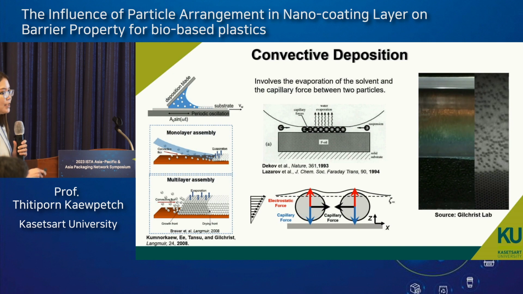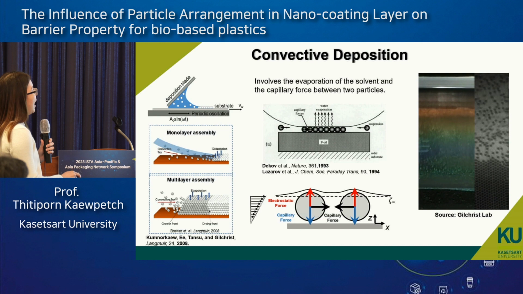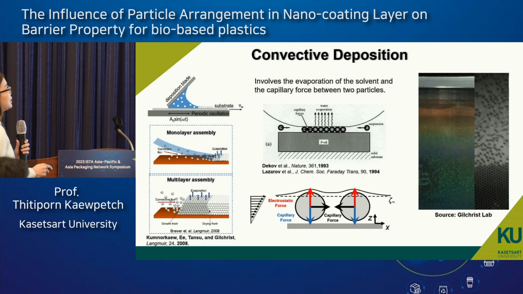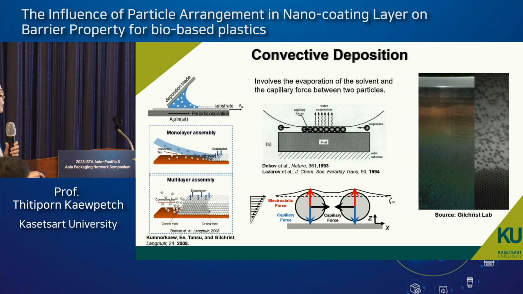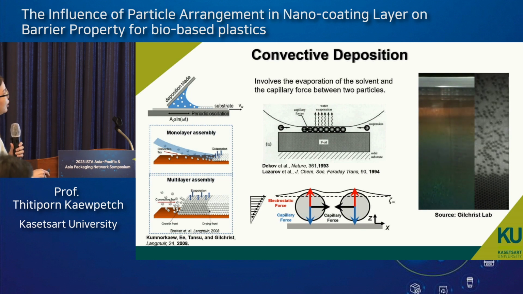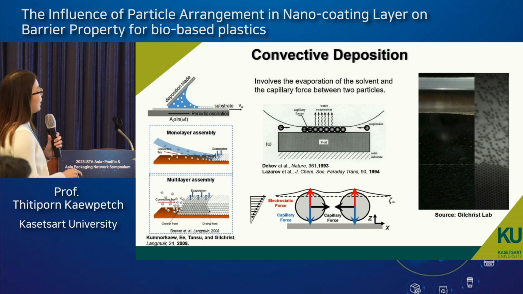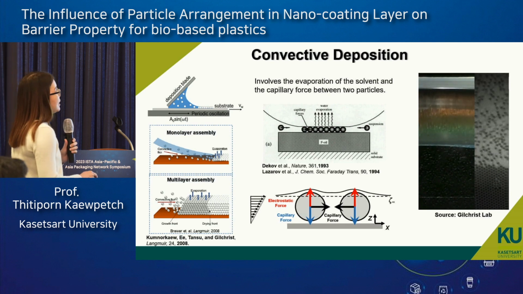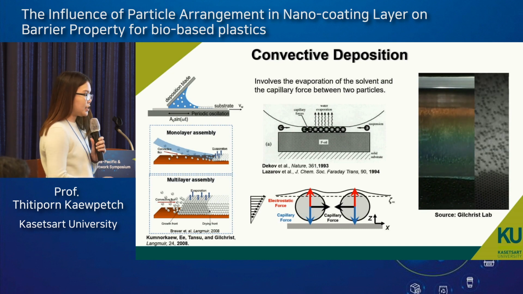The system of convective deposition includes the deposition blade, which is like here, and the substrate, which is right here. There is an angle between the deposition blade and the substrate. When you want to deposit the particles, you inject the particle suspension over here and put the substrate right here. When you move the substrate, it will drag a thin layer of the suspension, and in this area there will be evaporation of the solvent.